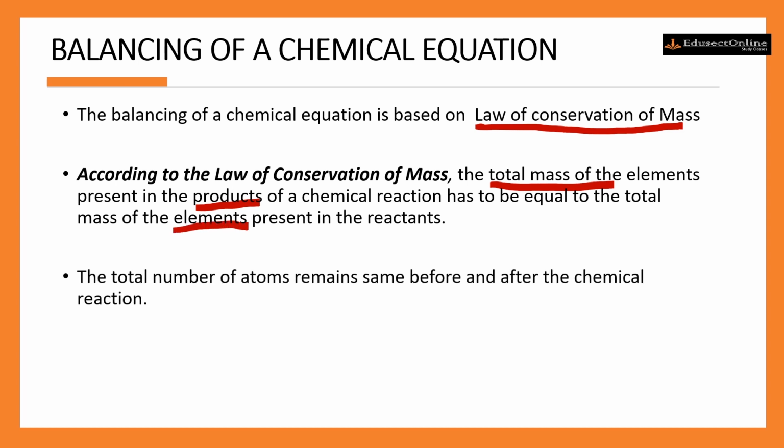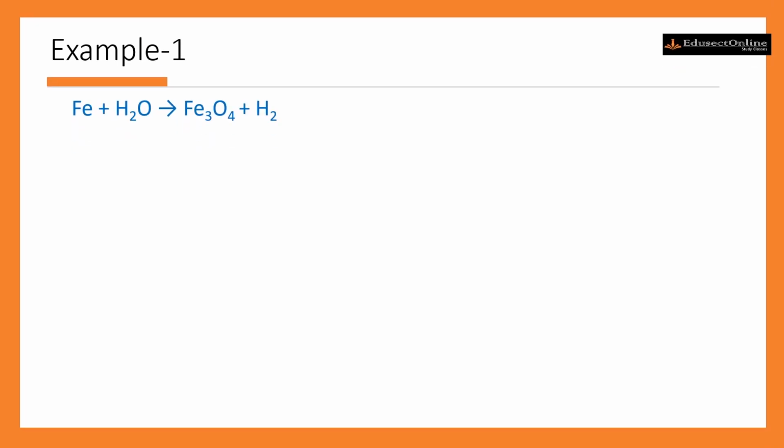That means the total number of atoms remains the same before and after the chemical reaction. It means that the total number of atoms on both the reactant side and product side must be equal. For example, Fe, that is iron, reacts with H2O, water, forming Fe3O4 and hydrogen gas. Here we have to check whether the number of atoms on both sides is equal or not to know whether this equation is balanced or not. For that we have to count the number of atoms on both sides.